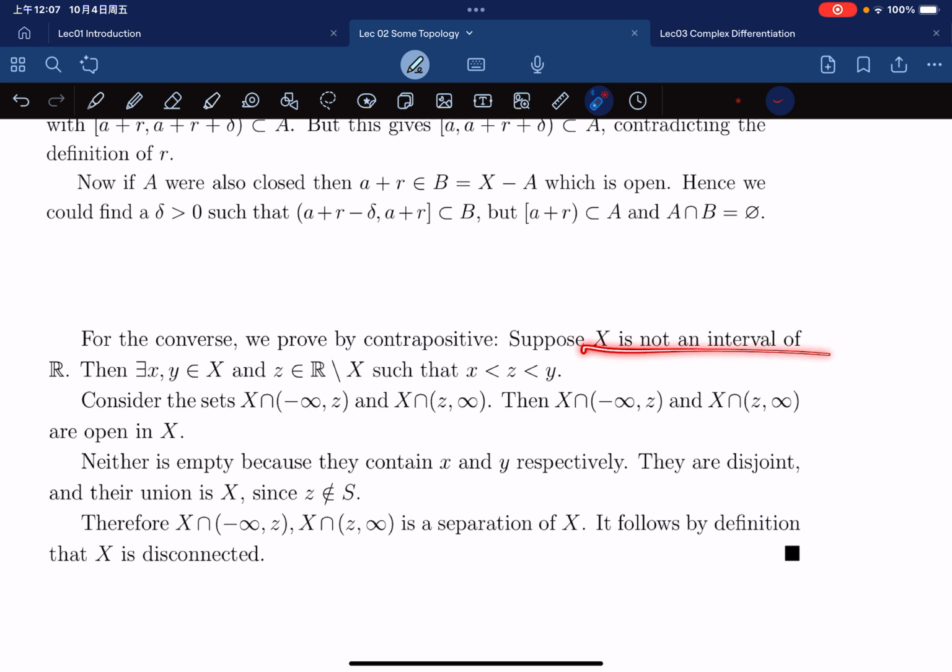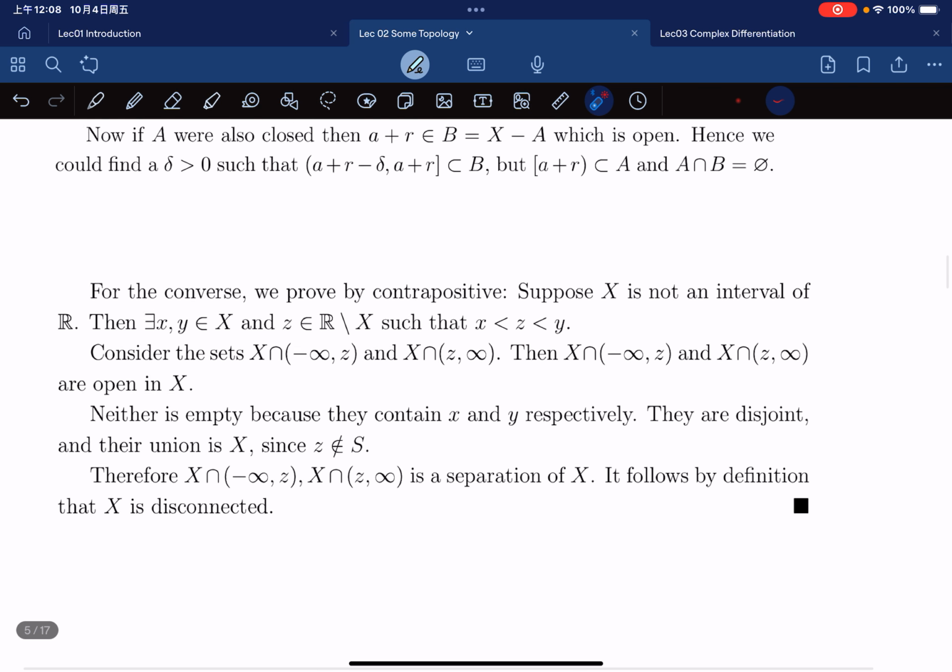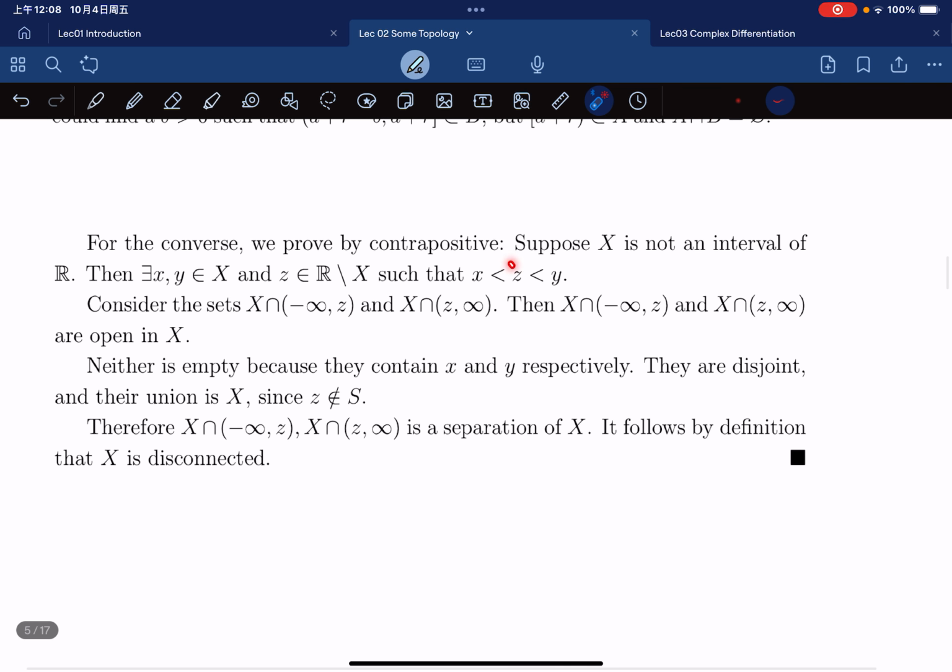Okay, so suppose X is not an interval, then what we mean is that we can find x and y in X and also z that is not in X such that it lies between them, right? Because X is not an interval, you can find two points. An interval looks like this, right? Because if you're not an interval, then definitely you can find x and y and a z that lies between them and does not belong to X. So then we can just, for the z, consider these two sets.